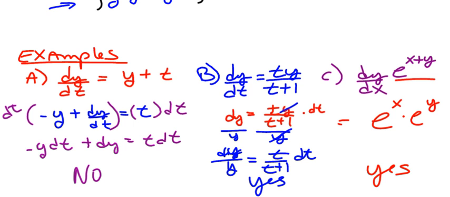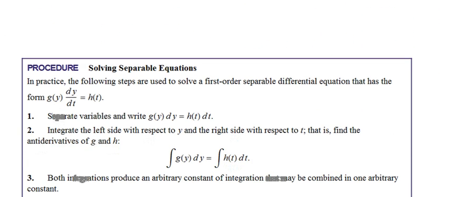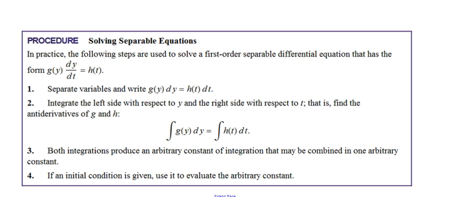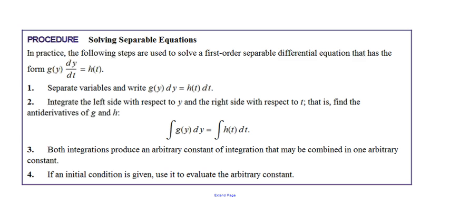So we have here our box of information for solving separable equations. In practice, the following steps are used for first order separable differential equations. So we're talking about first order equations only in this case. We separate the variables to get the y on one side and the t on the other side. We can find the antiderivative. Both integrations produce an arbitrary constant of integration that may be combined into one arbitrary constant. If an initial condition is given, we can evaluate it.